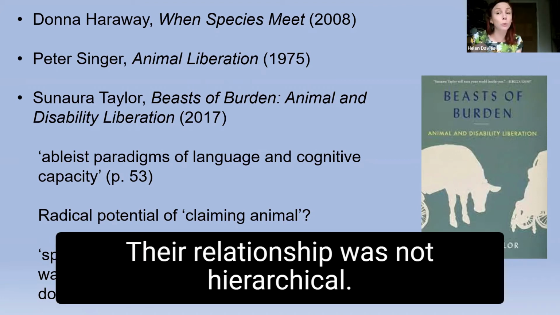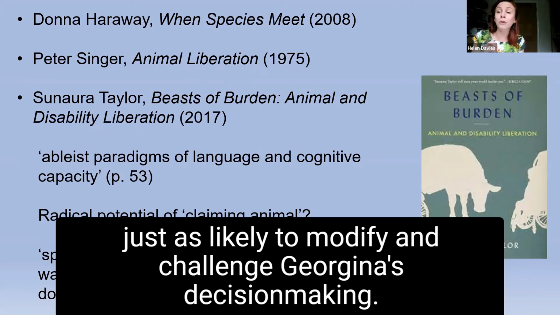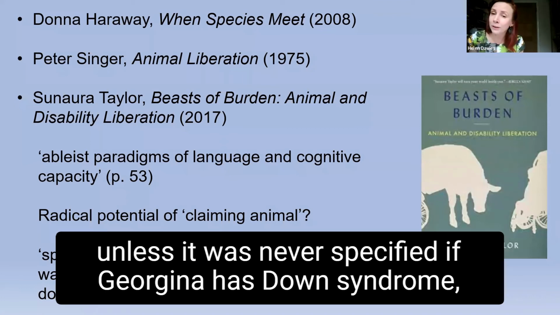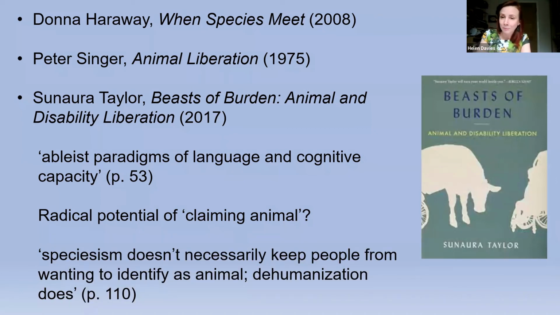Their relationship was not hierarchical. Georgina might ask Superdog to do stuff, but Superdog was just as likely to modify and challenge Georgina's decision-making. They shared a mutual respect, appreciation, and understanding. Elizabeth never specified if Georgina had Down syndrome, but I suspect this might have been the case.